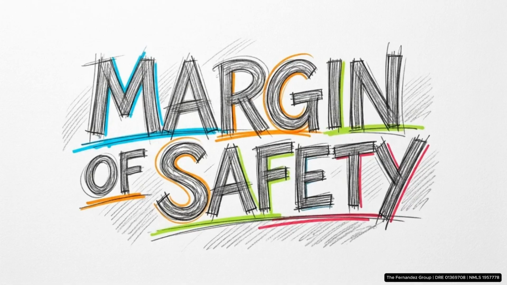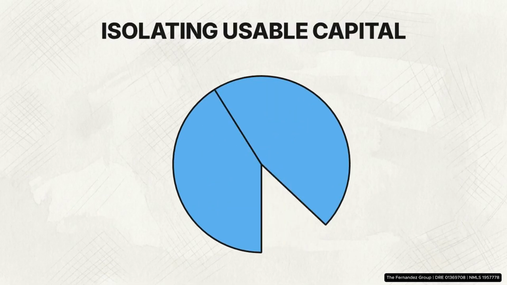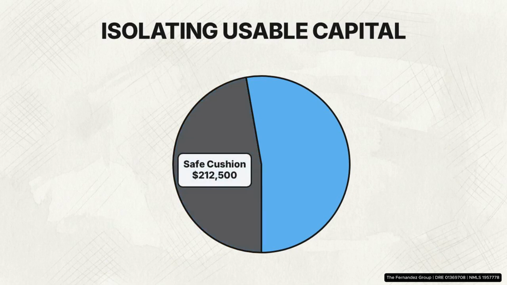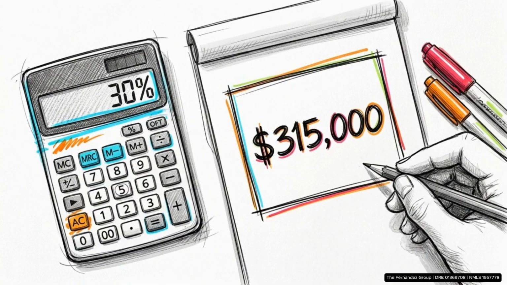Step number 3 is calculating your usable equity. Experienced investors do not attempt to extract every dollar of equity from a property. You must maintain a safe cushion to protect against market fluctuations and ensure the property remains self-sustaining. This calculation leaves you with a defined slice of capital that can be safely extracted for new projects. Determine your safe margin, typically 25 to 30% of the total value, and write down your final usable equity number.